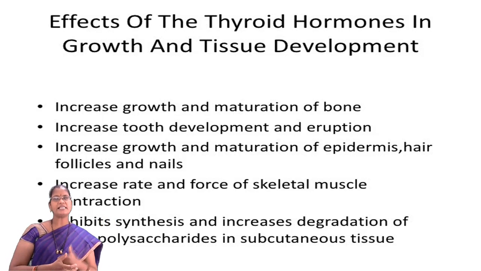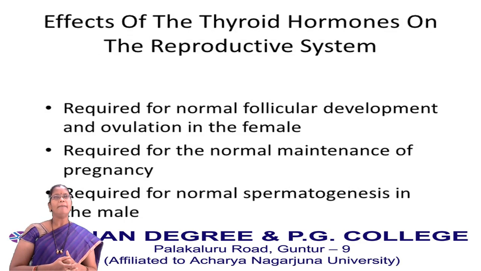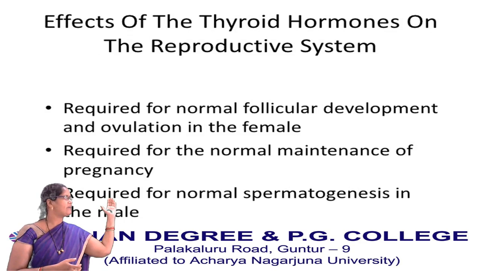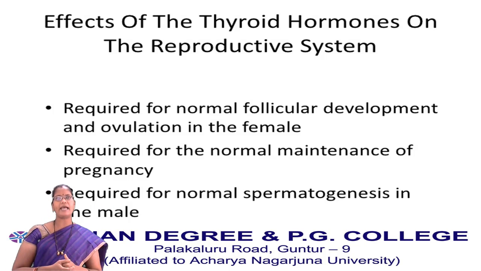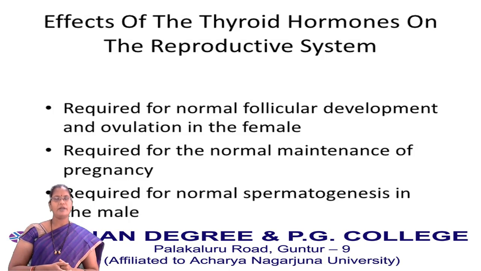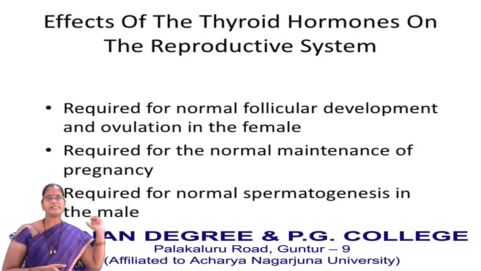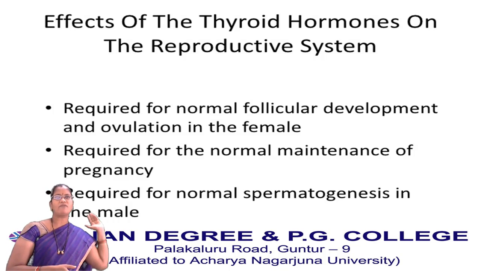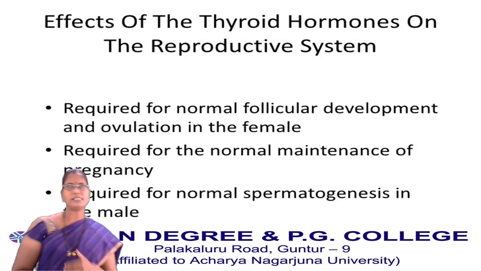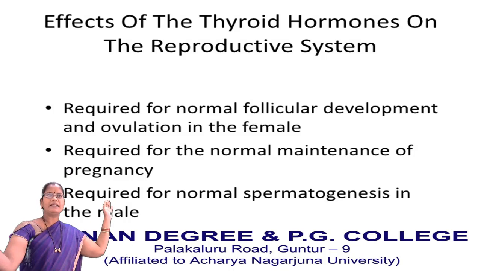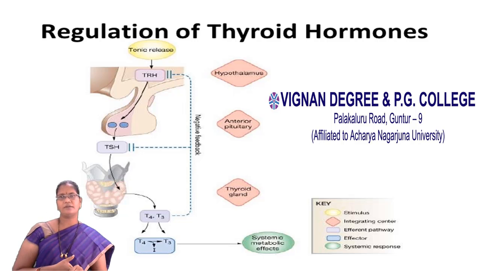Now we will see the effect of thyroid hormones on the reproductive system. Mainly thyroid hormones are required for normal follicular development and ovulation in the female. They are required for the normal maintenance of pregnancy. They are required for normal spermatogenesis in the male. So this is about the effect of thyroid hormones on the reproductive system. Now we will see the regulation of thyroid hormones.